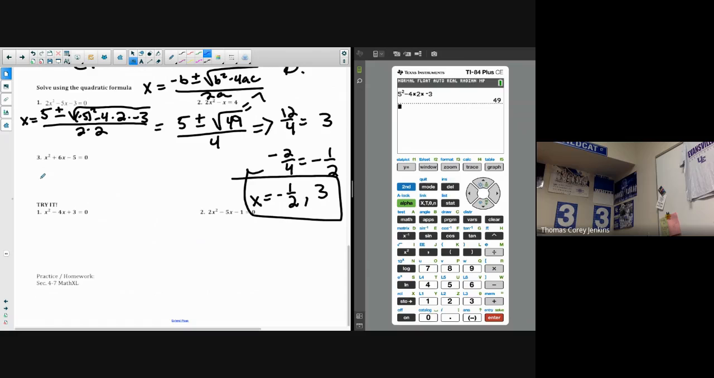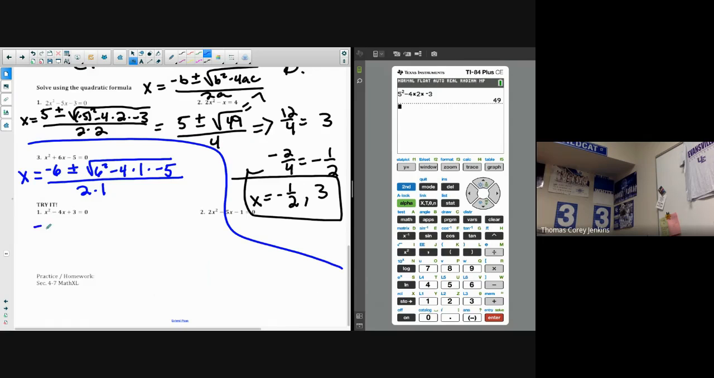X equals -b, so -6, plus or minus the long square root symbol. B squared, so 6 squared minus 4 times 1 times -5. All of that over 2 times a, which is 1. I'm going to work down here since I don't really have any room over to the side.